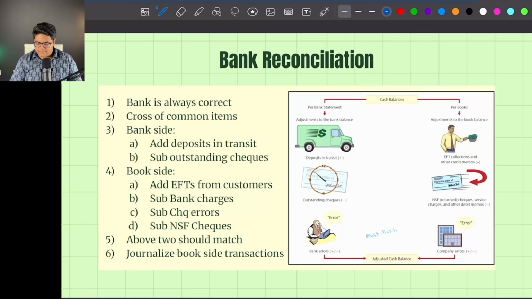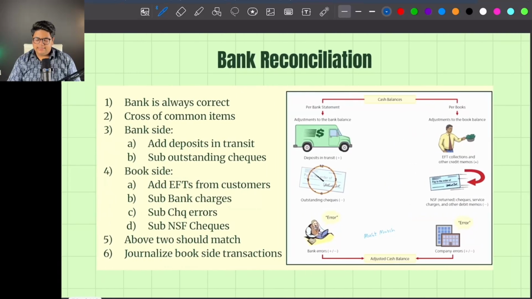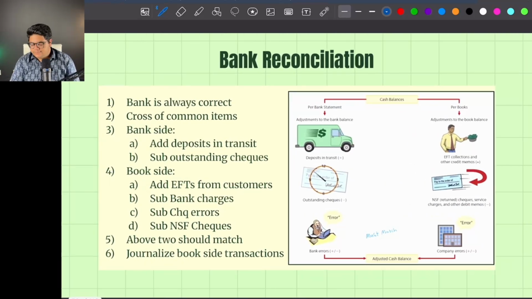So there can be time delays, and we always go with the bank as being correct. Our books can sometimes be incorrect, but our bank is very likely not incorrect. So we just go with whatever the bank balance is. And what we need to do, you can go over the in-class example of this better. They'll provide more value to you than this slide will.